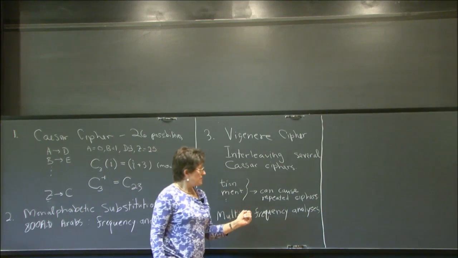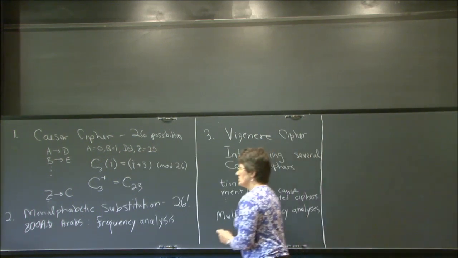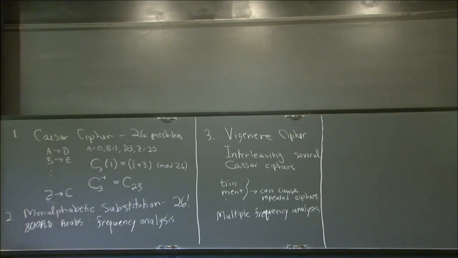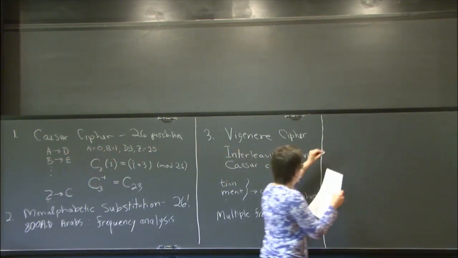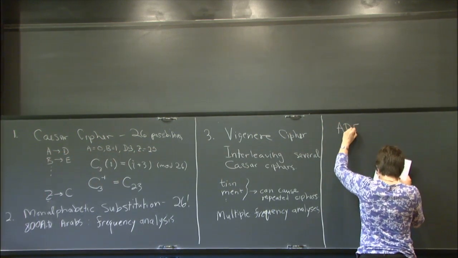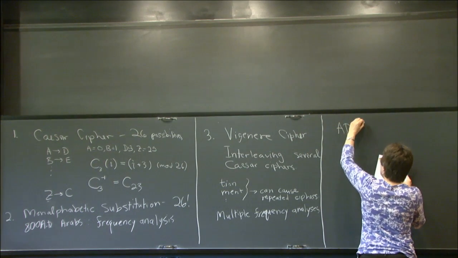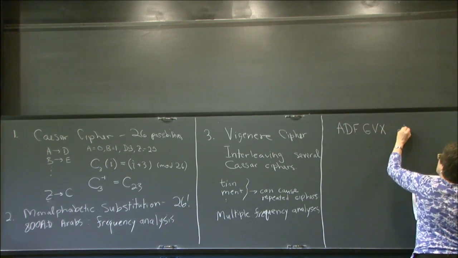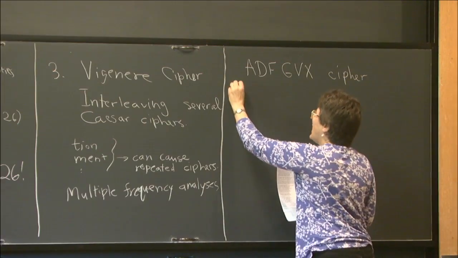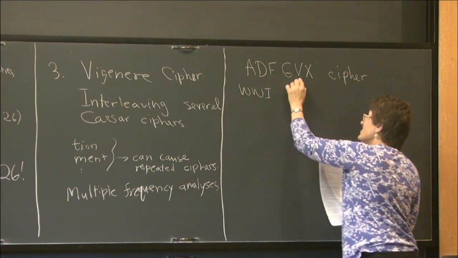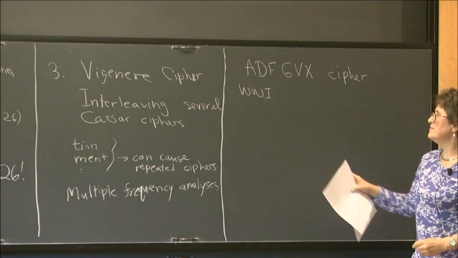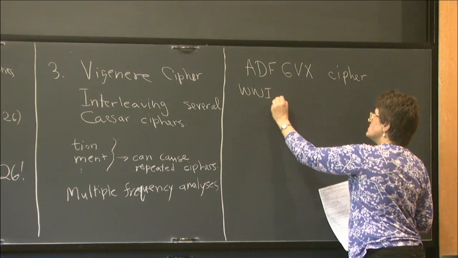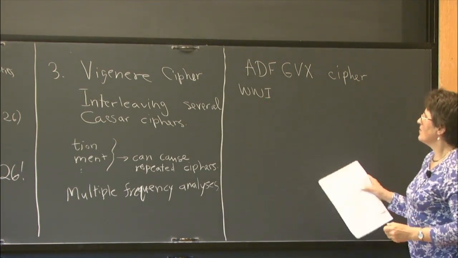So now, I should mention one other cipher which was used during World War I, and I will never remember the name of it unless I look at it. So this is called the ADF, very strange name, ADF GVX cipher. And this is not encrypted. This is plain text. It was used during World War I in Germany and by Germans, and it was broken by the French.